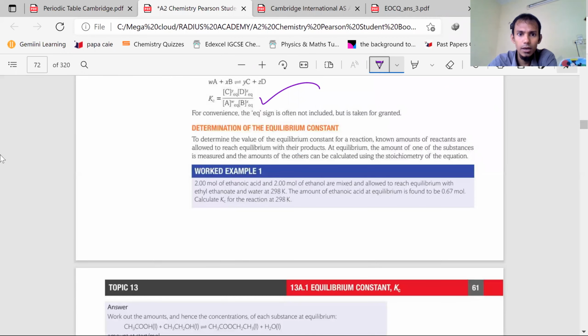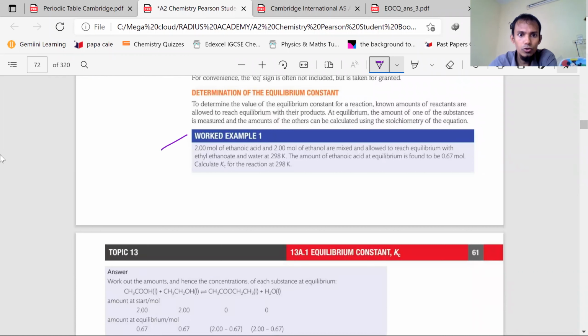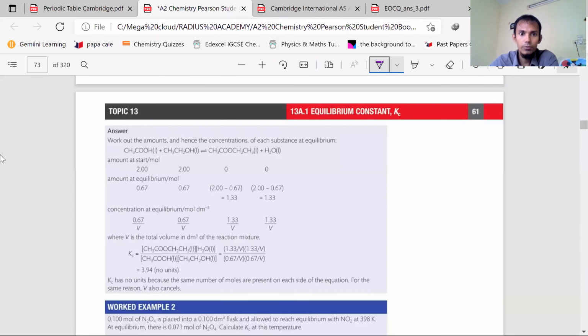Determination of equilibrium constant. How will we determine? Worked example 1c. 2 mole of ethanoic acid and 2 mole of ethanol are mixed and allowed to reach equilibrium with ethyl ethanoate and water at 298 Kelvin. The amount of ethanoic acid at equilibrium is found to be 0.67 mole. Calculate Kc for the reaction at 298 Kelvin. So these types of questions they will give, and accordingly we need to answer. Let me first show how we'll do.